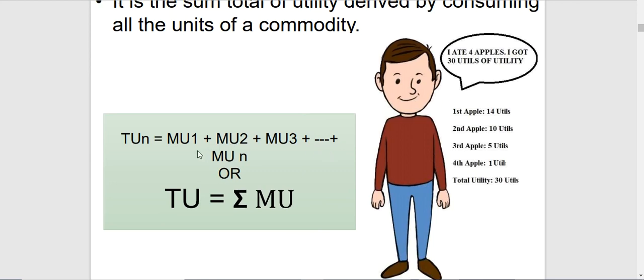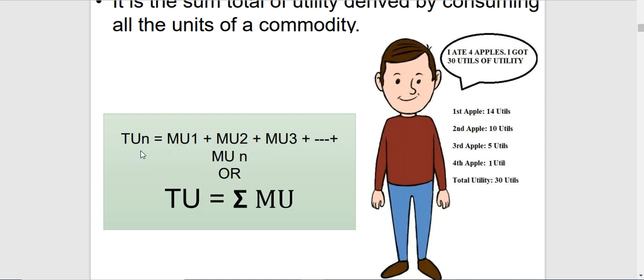The formula for calculating total utility, children, is marginal utility of all the units of the product consumed by him. Every successive apple will be denoted by the term marginal utility. So when he is consuming the first apple, then we will say that it is the marginal utility of the first apple. When he consumes the second apple, the second becomes marginal. Marginal utility of the second apple. When the third apple is consumed, then the third one becomes marginal. And the first and the second apples will become pre-marginal.